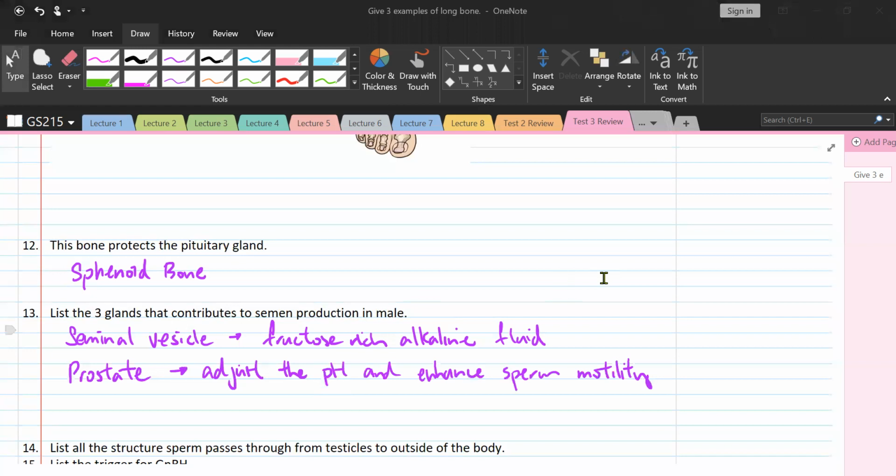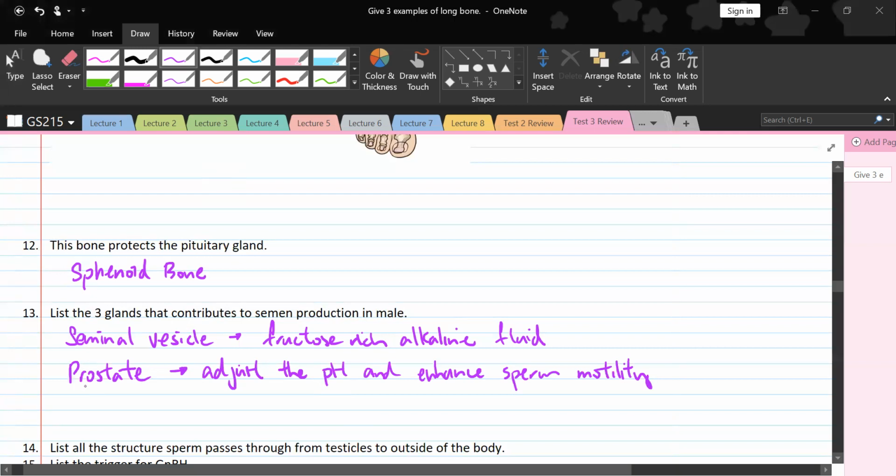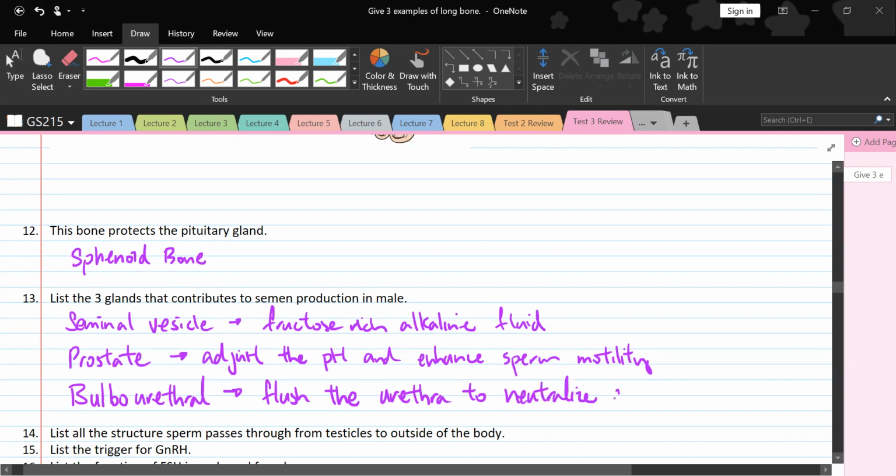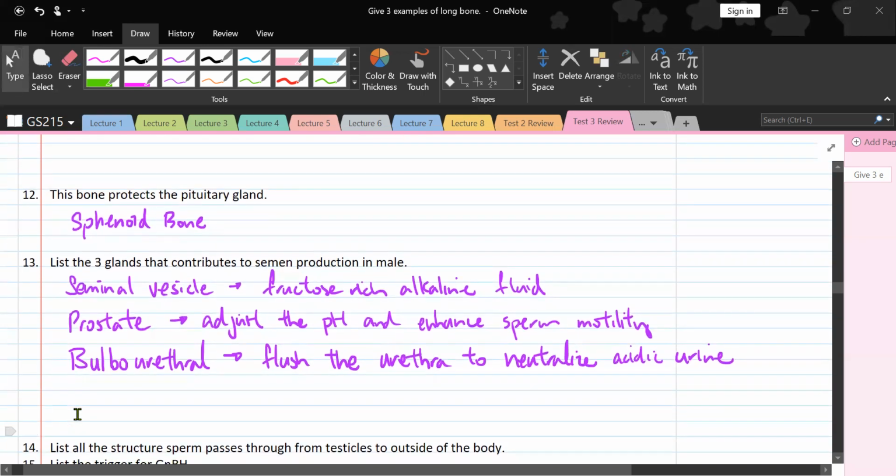And there's one last one. Does anyone remember what the last one is? It's a rather long name, this one here. We have the prostate. That's good. Bulbourethral gland. That's right. Thank you. The bulbourethral gland, or the Cowper's gland, right? So this one will flush the urethra to neutralize acidic urine. If there's any urine left in the tract, this will flush it before the ejaculation.